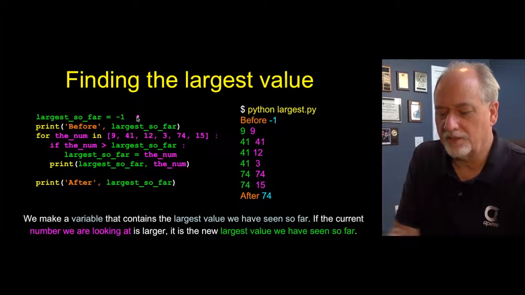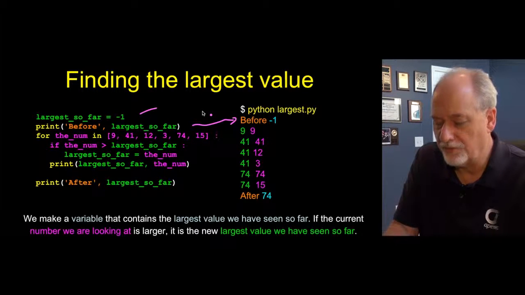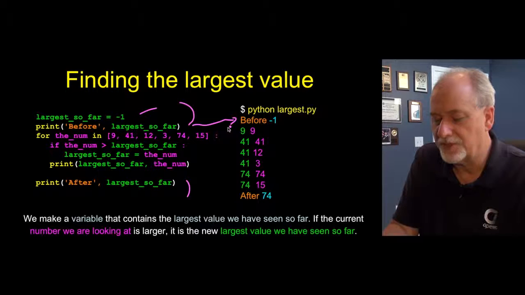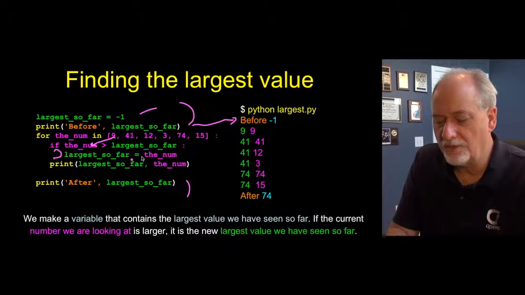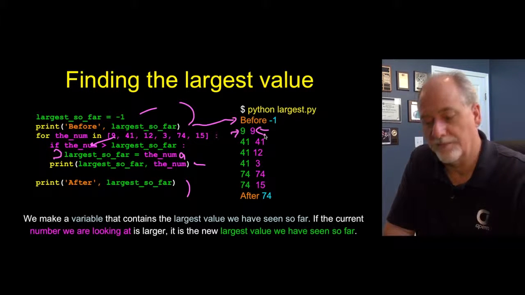So I have this variable called largest so far. I set it to -1 before the loop. Remember, there's a loop before and a loop after and a loop in the middle. Before it's -1. So now the num, remember underscores are okay, that's my iteration variable. If 9 is greater than largest so far, well largest so far is -1, so that's true, so this code's going to run. So we're going to remember the new number. So this is 9, and so 9 ends up in largest so far, and then we print it out, and so largest so far is 9 after we saw the number 9.